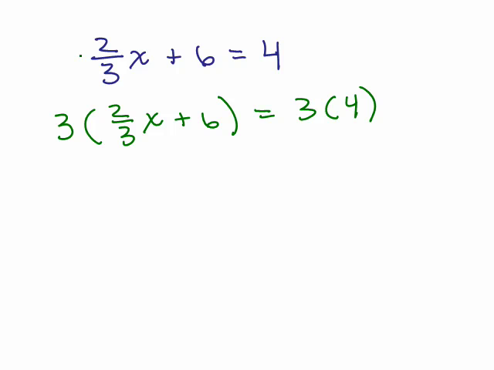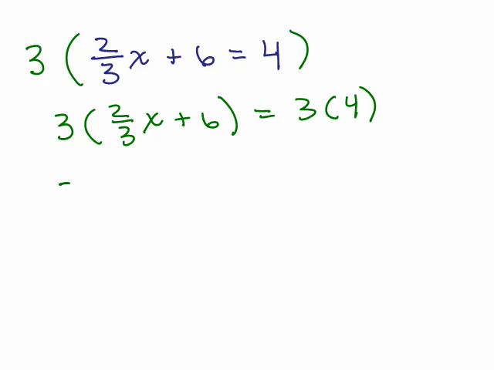I sometimes do a little shortcut. I just put a 3 and put a parentheses around all of it and remember to multiply 3 times all the different terms. But you should get the same thing. No matter which way you're looking at this, you're going to multiply 3 times the 2/3 x, the 3 times the 6, and the 3 times the 4. Same thing, 3 times the 2/3 x, 3 times the 6, and 3 times the 4.